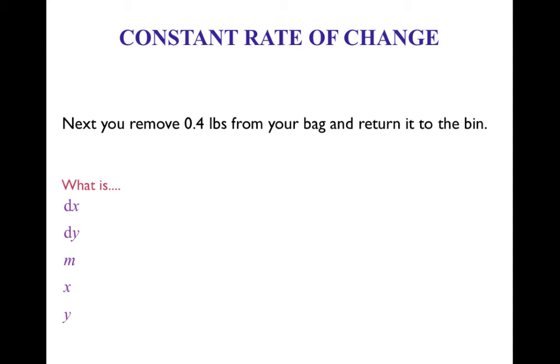Okay, where is Autumn? Autumn. What did you say dx was? The value of dx, or change in number of pounds. She wants negative 0.4. How can you have a negative number of pounds?